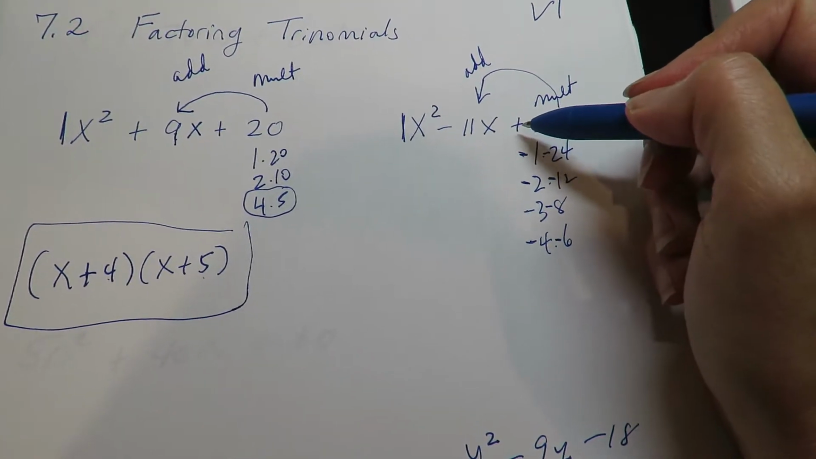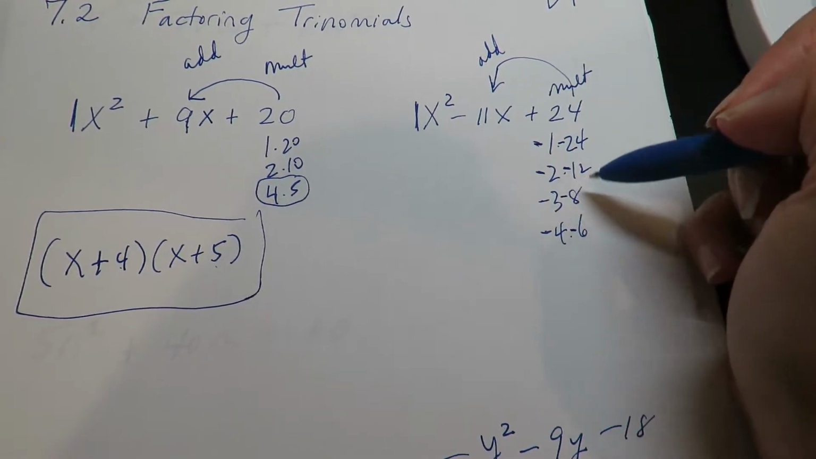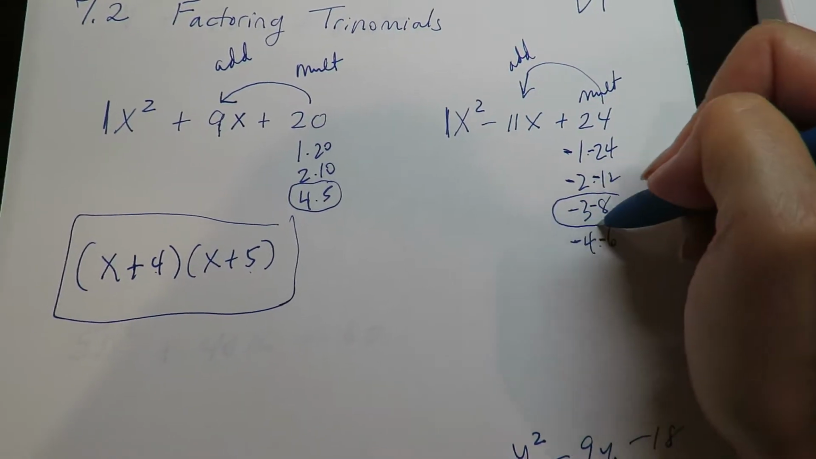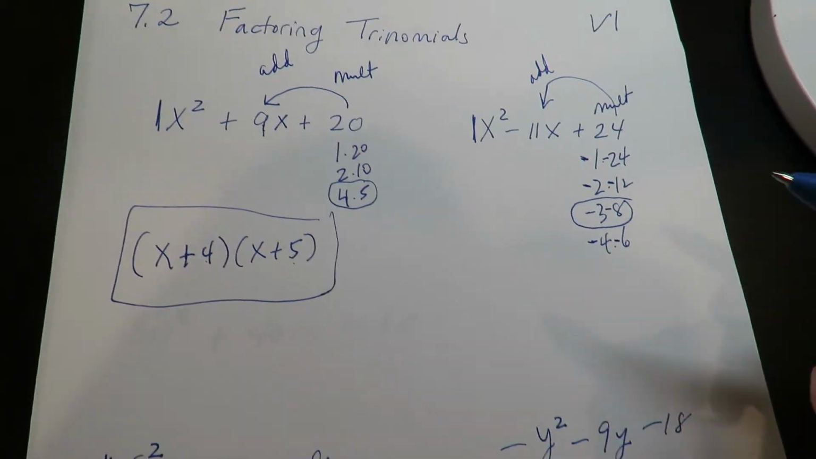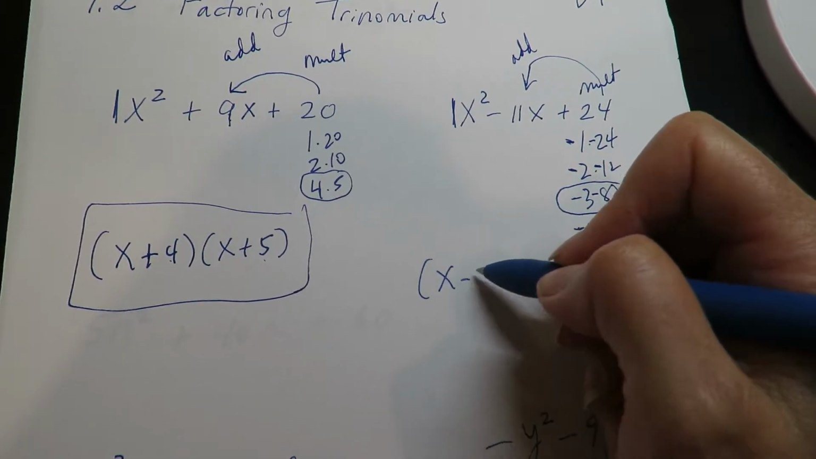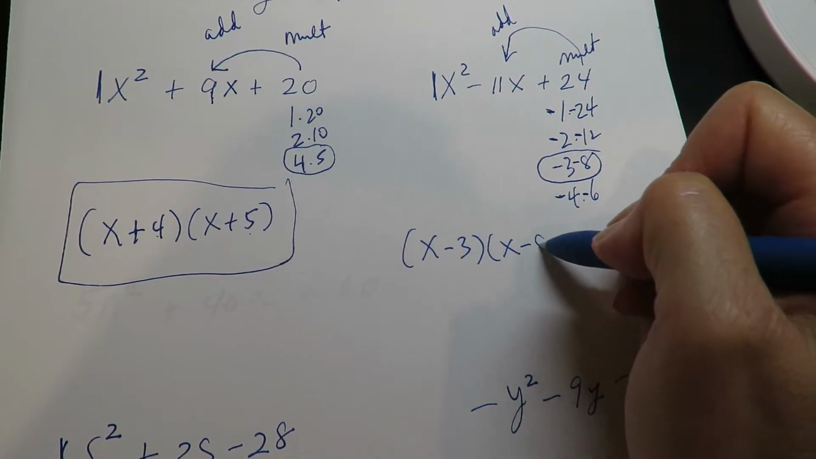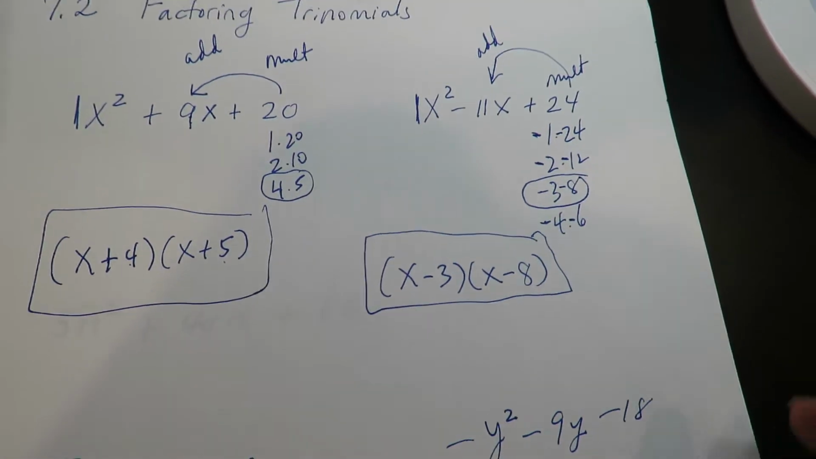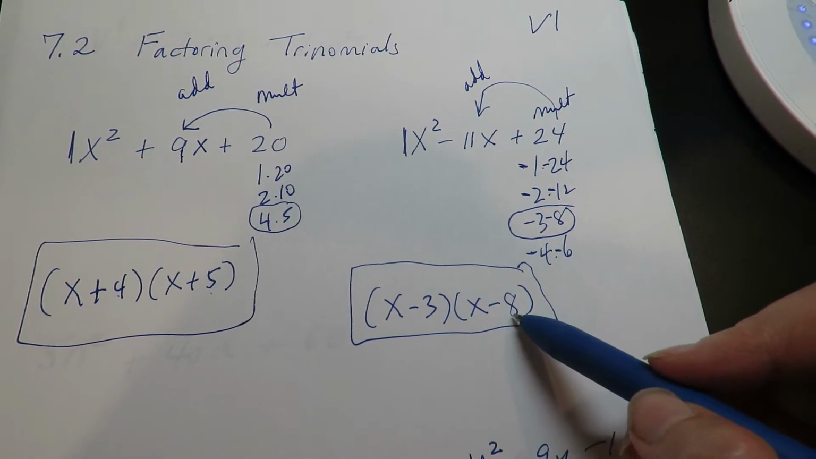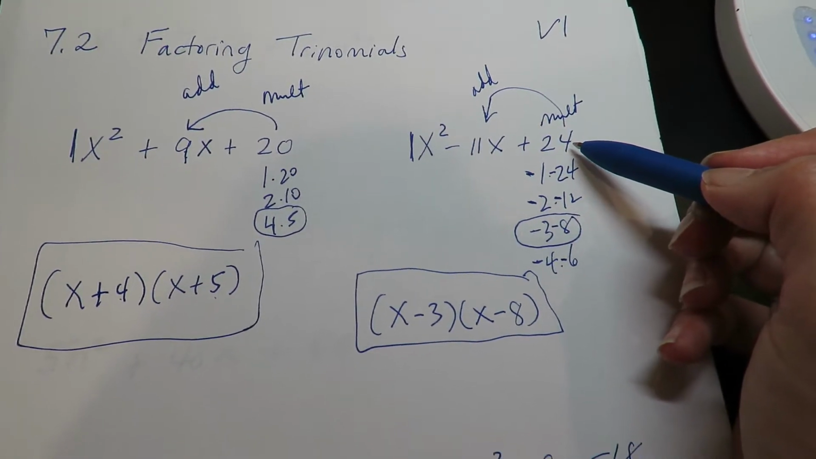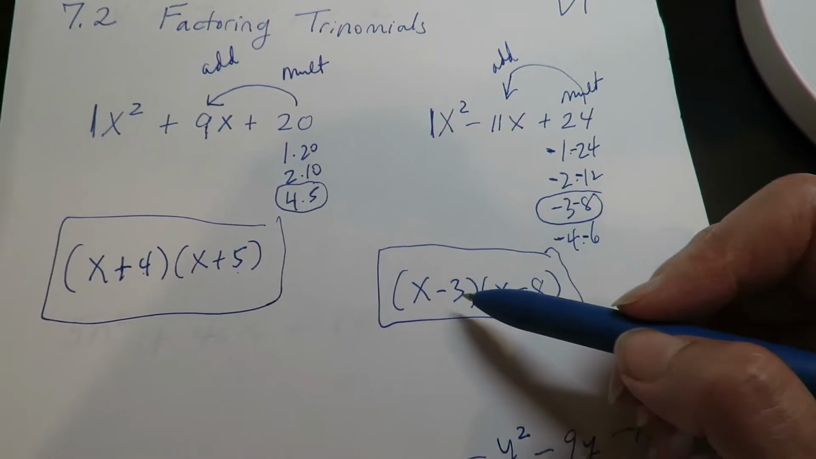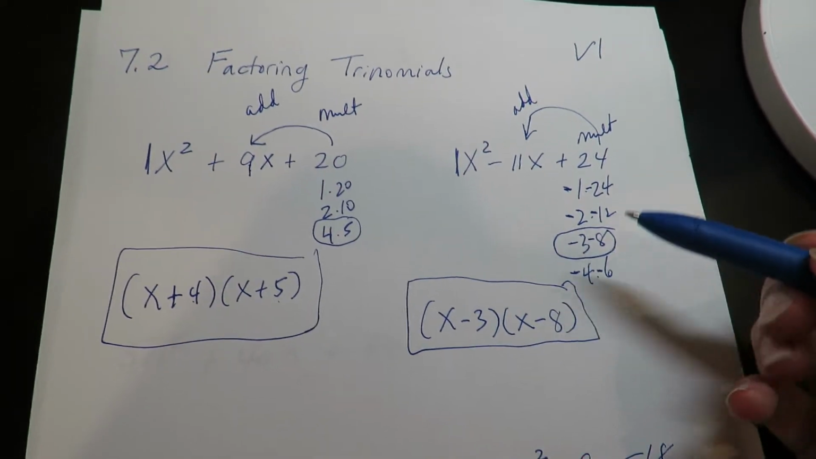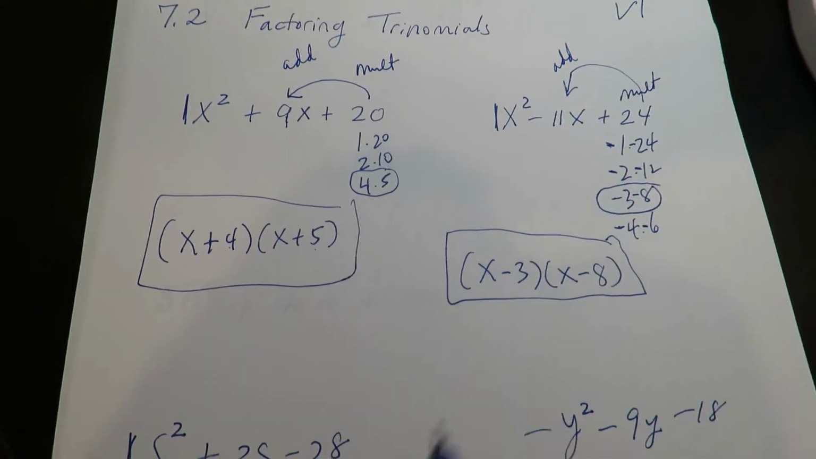Again, it has to multiply to a positive but add to a negative. The only way to do that is to have two negatives. So it's got to be this combination. It's going to be x minus 3 times x minus 8. So this negative 3 times negative 8 multiplies to positive 24. Negative 3 plus negative 8 adds to negative 11.